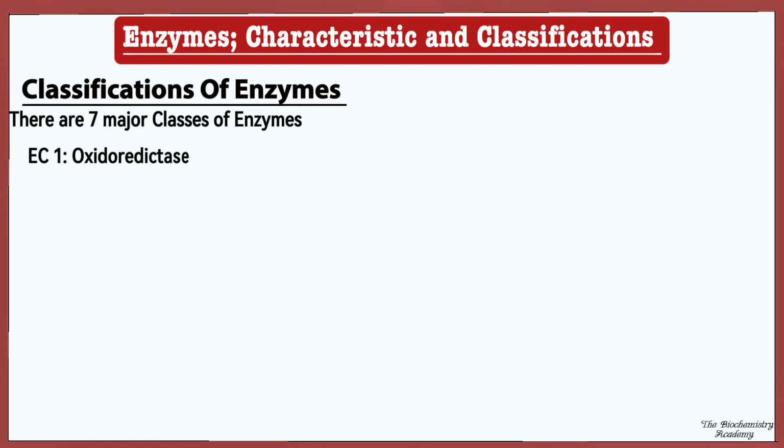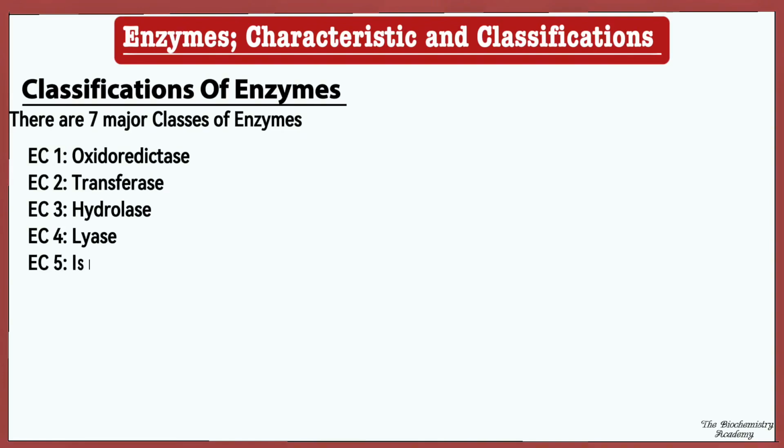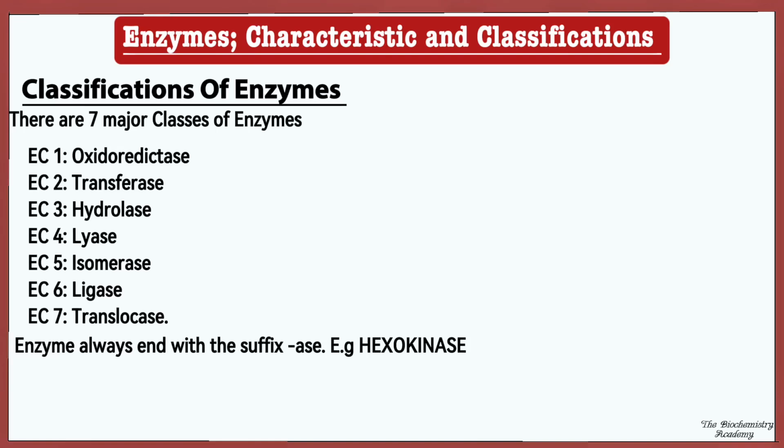Now, in recent studies, there are 7 major classes of enzymes, which are EC1, EC2, EC3, EC4, EC5, EC6, and EC7. EC1 is called oxidoreductase. EC2 is transferase. EC3 is hydrolase. EC4 is lyase. EC5 is isomerase. EC6 is ligase. EC7 is translocase. And remember, enzymes always end with the suffix -ase, apart from the RNA molecule, which is ribozyme.